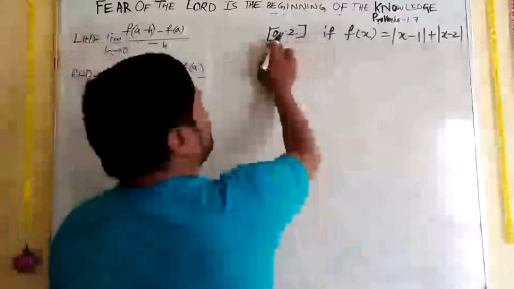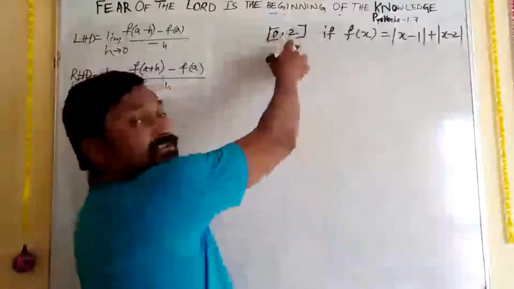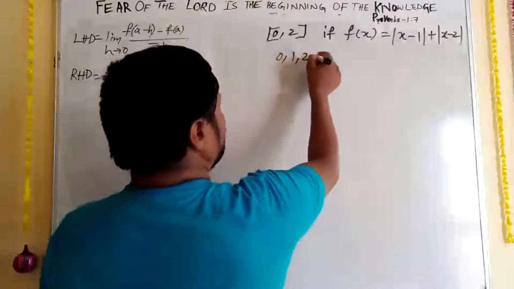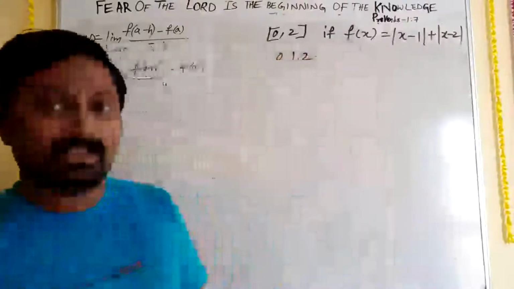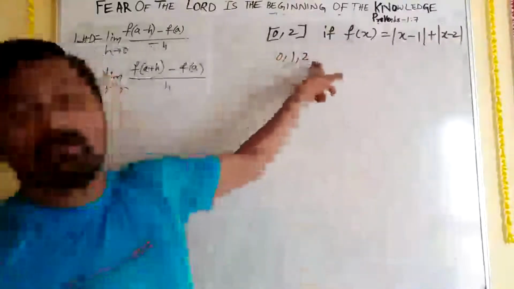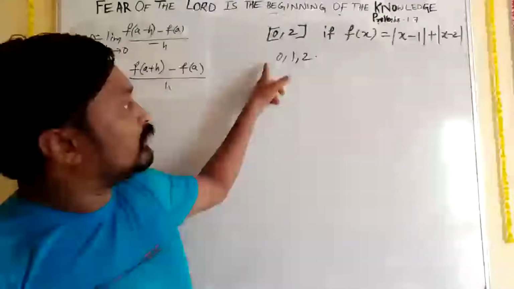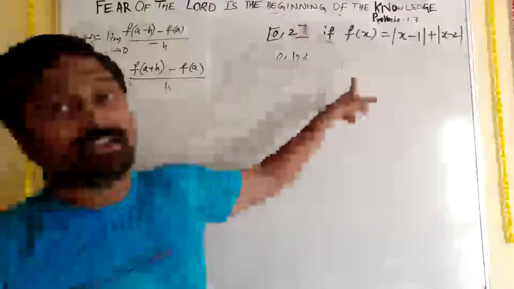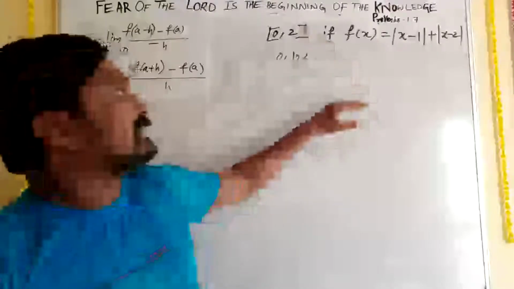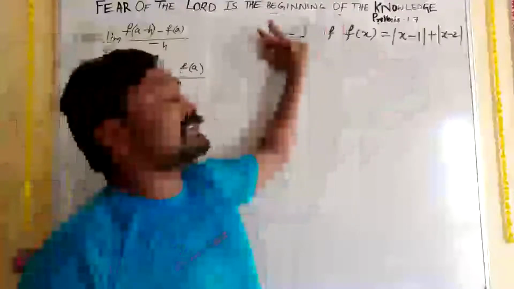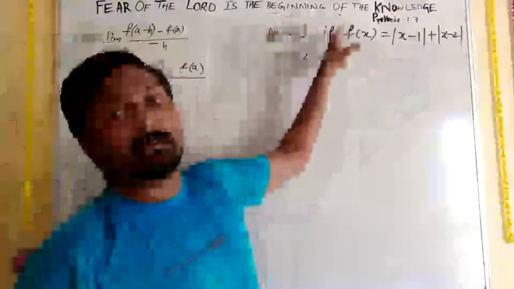Here it is a closed interval 0, comma 2 that they gave. That means you need to check for 0, 1, 2. So for 0, 1, 2 you have to check. If it is differentiable at 0, at 1, and at 2, then only we can say that this whole function is differentiable on the closed interval 0, comma 2.